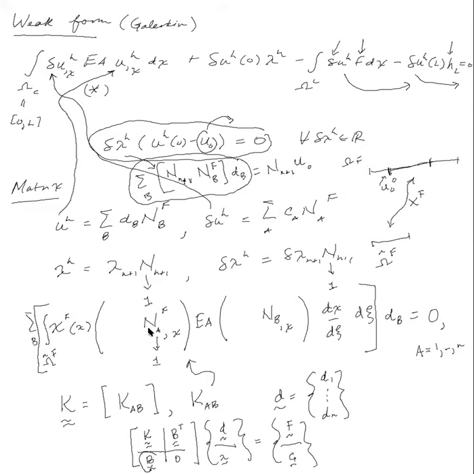Could you just say again what the K was? This is called the stiffness matrix, and the entries of K are coming from the things in the brackets here. It's the evaluation of these integrals. Thank you.